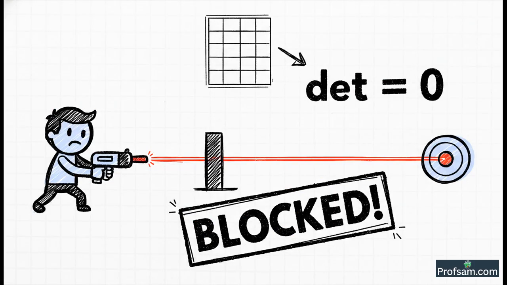So let's go back to our game. The game's program just takes the coordinates of your player, the obstacle, and the target. It puts them into that matrix and calculates the determinant. If that determinant is 0, the computer knows instantly. Yep, they're all in a line, shot blocked. It's so fast, so efficient. And just like that, we've unlocked our first key.